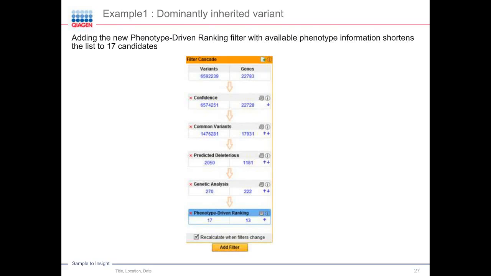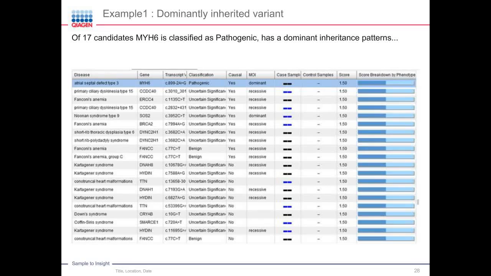When we now add the new phenotype-driven ranking filter, then this can be filtered down to 17 variants. And when we look at the 17 variants, then we can see they were ranked already. All of them are explaining both of the phenotypes. However, only the first one was classified as pathogenic. So we look at the first one now to see how that is explaining the phenotypes.